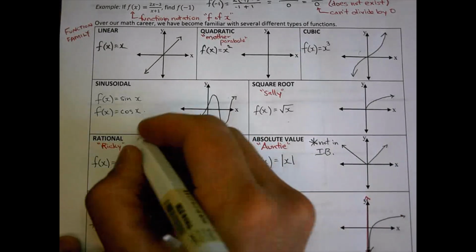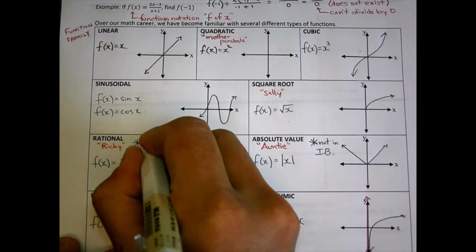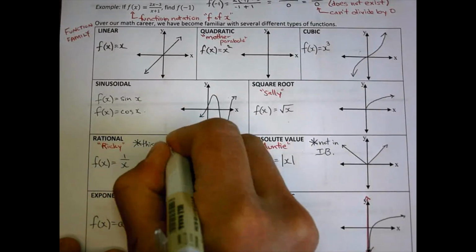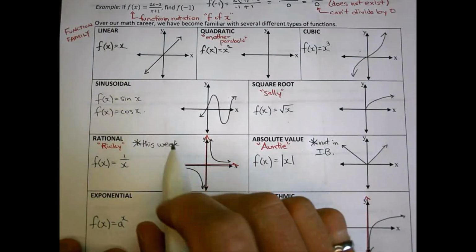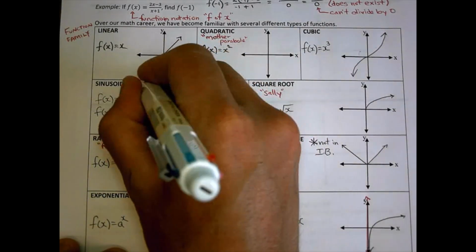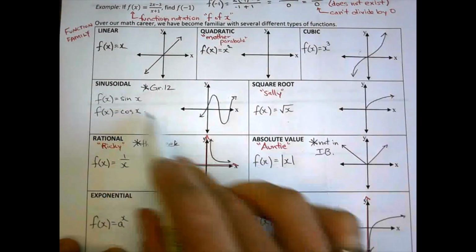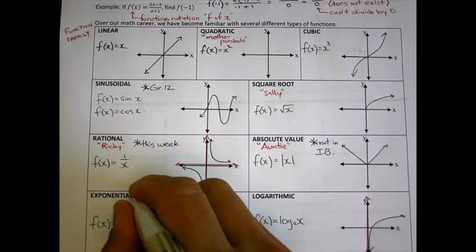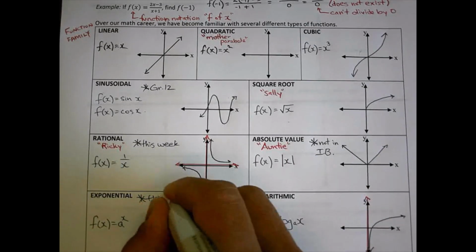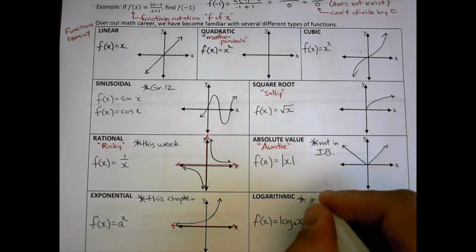Okay, rational functions, that's what we're doing in our next lesson, I believe, or this week. So we're going to do a whole review of those, so don't worry about that one. Sinusoidal functions, trig functions. You did some of this last year. We're going to revisit this in grade 12, so you can put that on the back burner for now. We're not even going to look at it in this course. Exponential functions, that's in this chapter. And logarithms obviously are in this chapter.